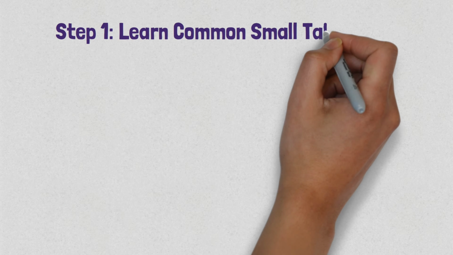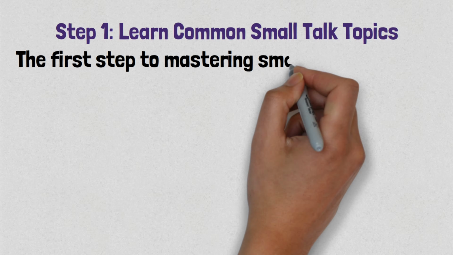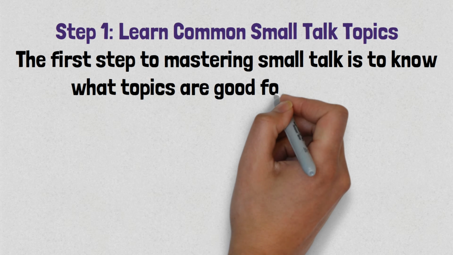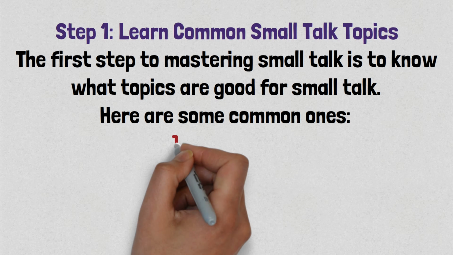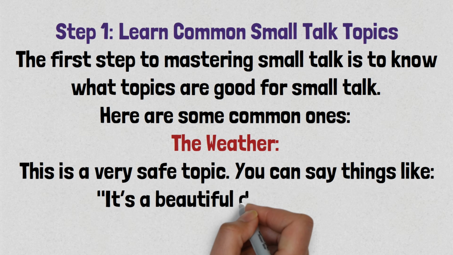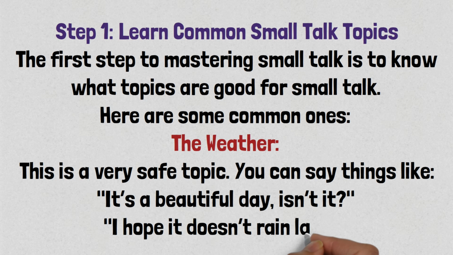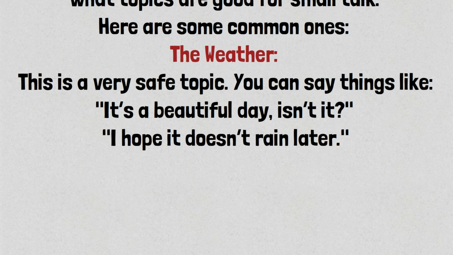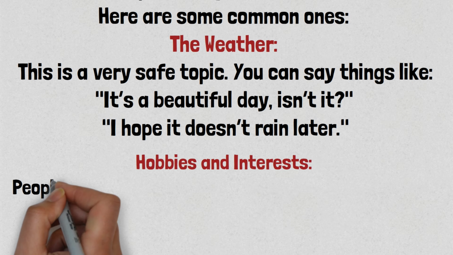Step 1. Learn common small talk topics. The first step to mastering small talk is to know what topics are good for small talk. Here are some common ones. The weather. This is a very safe topic. You can say things like, "It's a beautiful day, isn't it? I hope it doesn't rain later."